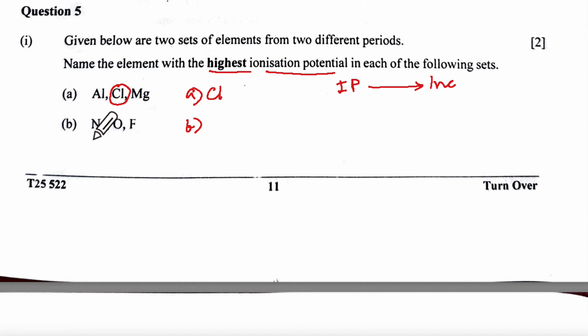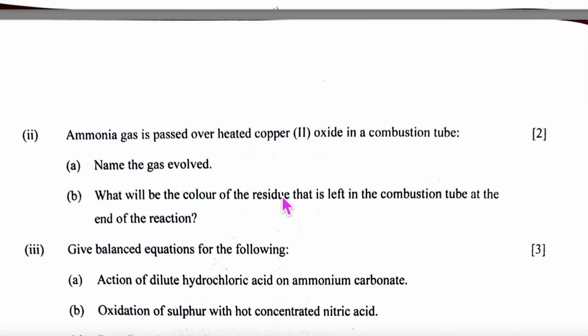Now for B, extreme right is oxygen, fluorine and neon. Neon is period 2 and group 0, which means it's a noble gas. Now noble gas will never form ions, it will have highest IP. The highest IP here is going to be neon. Don't get fooled by writing fluorine here. Let's come to the second subpart.